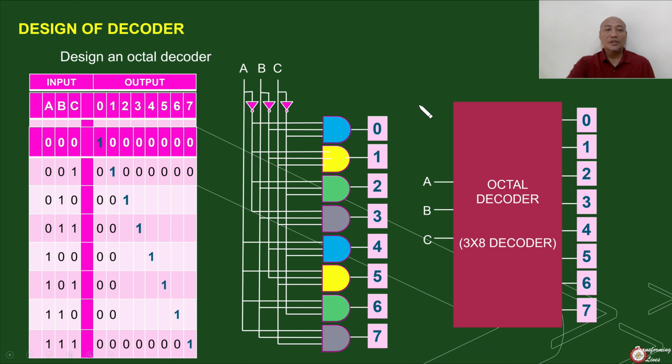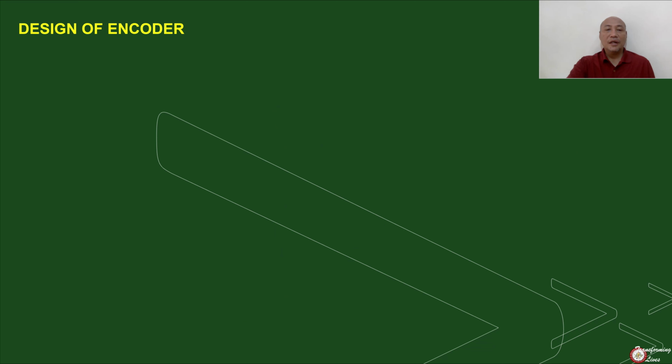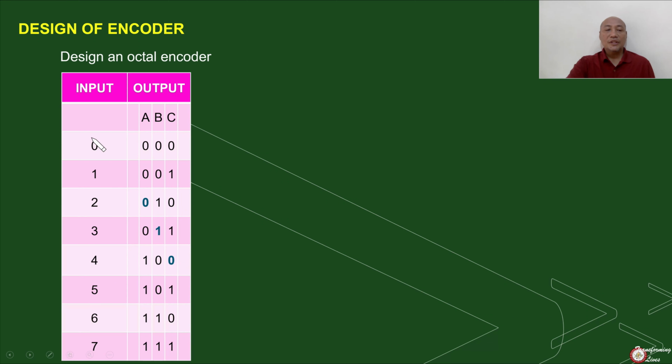Let's have also an encoder. If we have an octal decoder, let's have also an octal encoder. This time, we are trying to encode, so we convert the octal information into binary. Our input this time is the octal symbols from 0 to 7 and our output will now be in binary form. 0 will be 000, 1 will be 001, 2 is 010, 3 is 011, 4 is 100, 5 is 101, 6 is 110, and 7 will be 111.